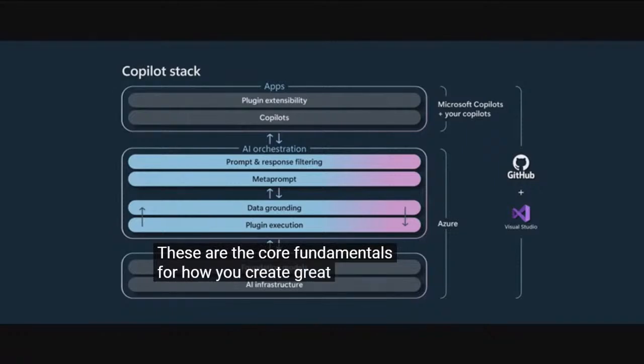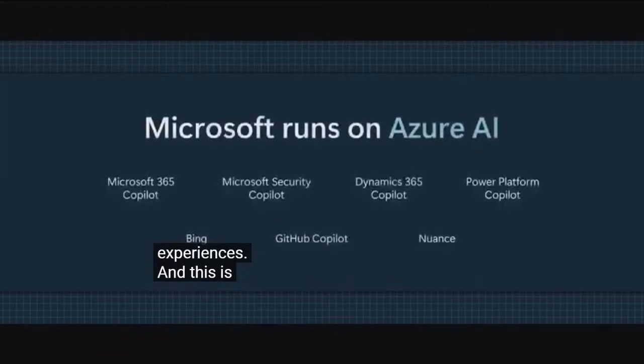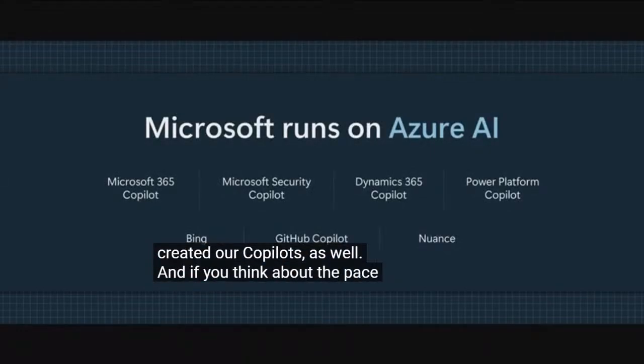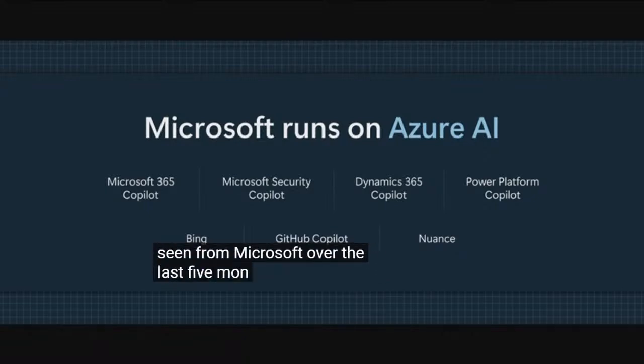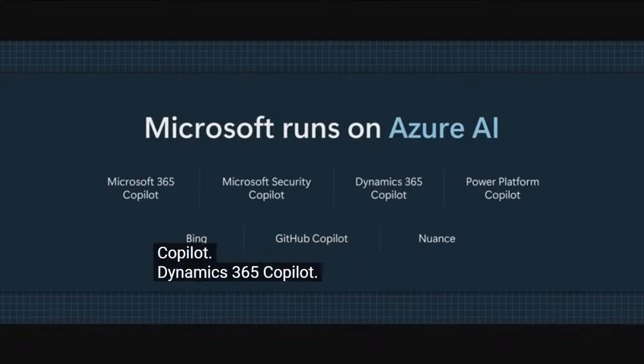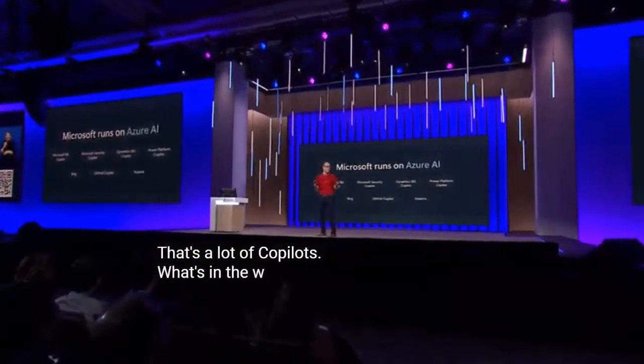And this is exactly how Microsoft created all of our Copilots as well. And if you think about the pace of AI innovation that you've seen from Microsoft over the last 5 months, it's been pretty intense. We've introduced GitHub Copilot, Dynamics 365 Copilot, Power Platform Copilot, Microsoft 365 Copilot, Security Copilot, Nuance, Bing, and more. That's a lot of Copilots. And people are often asking, what's in the water? How are you producing so many Copilots so fast?